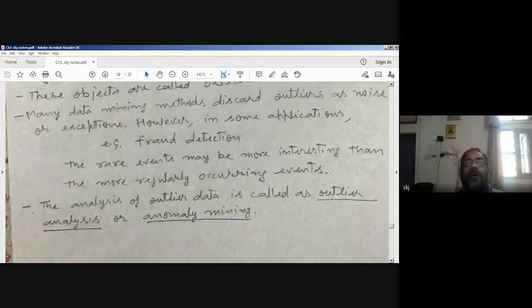Right? So outliers are also important. Objects which are similar, they are also important. Okay. So when we analyze data, our objective should be clear. What we want to analyze, why we are analyzing, what can be the tentative outcome of the analysis, right? So the analysis of outlier data is called outlier analysis or anomaly mining also.